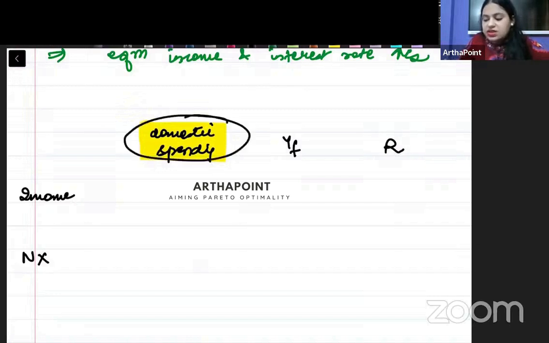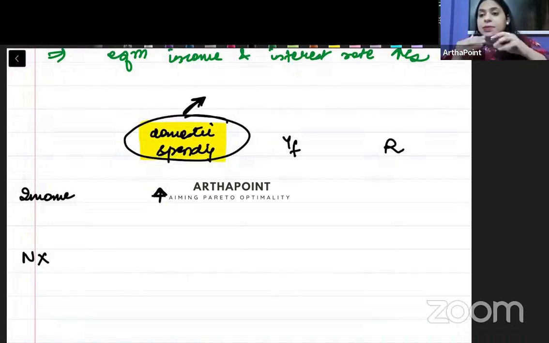If spending is increasing, then people will demand more goods. When they demand more goods, the income of other people will increase. So income in the economy will increase. Right? But when domestic spending increases, if people are spending their money at home, meaning within the country, within the domestic region, then what will happen, bachche?